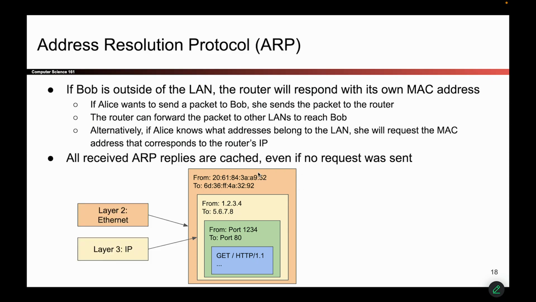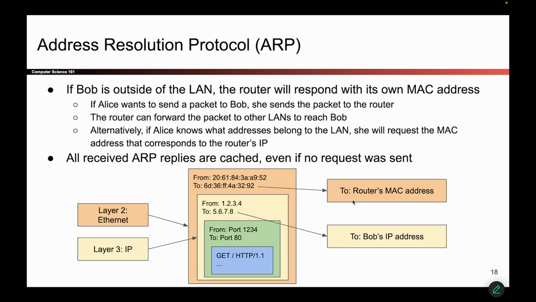So I guess here's a picture of all the headers. You'll notice that at layer 3, we have the IP header. This is your global address, and this is the destination's global address. And then here you have your local address at layer 2. And then this is either Bob's local address, if he's also in your network, or the router's local address if Bob is somewhere else. So that's the router's MAC address. That's Bob's IP address.